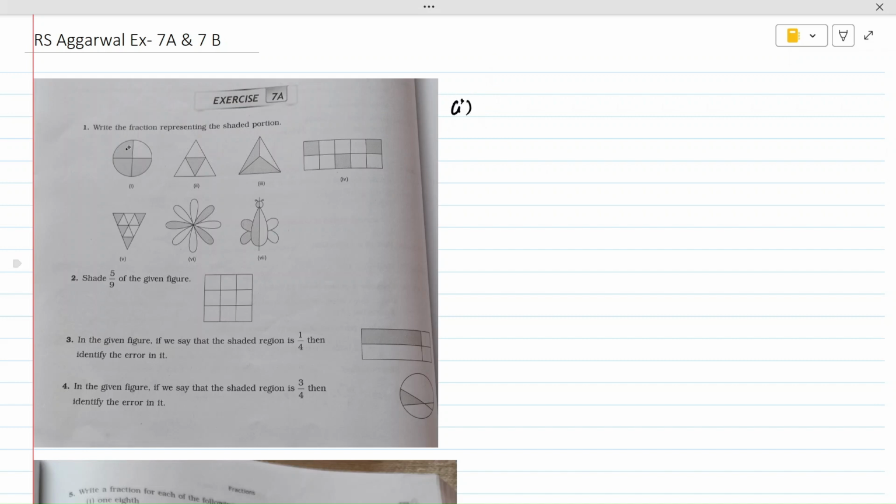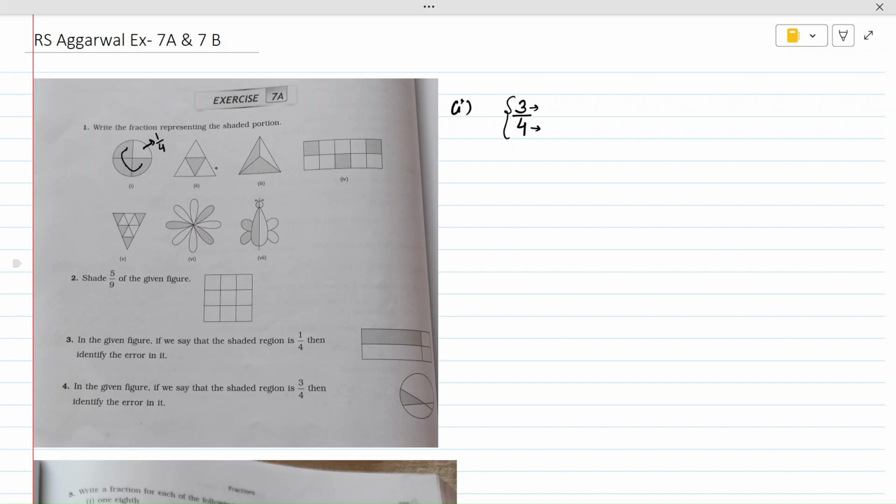First part, we have a circle with 4 equal parts, and 1, 2, 3 parts of it are shaded. So that means the portion which is shaded here is 3 by 4 of the complete circle. Here 4 represents the equal parts and 3 represents the shaded parts. So 3 by 4 in all is the part of the circle which is shaded. And if I ask you the part which is non-shaded, it is this one, 1 by 4.